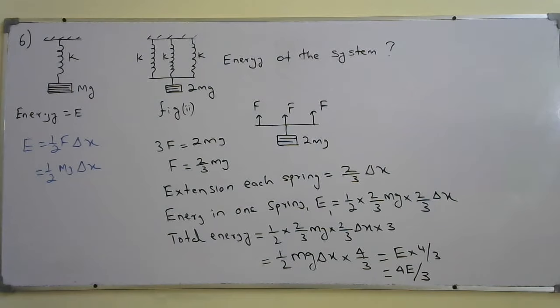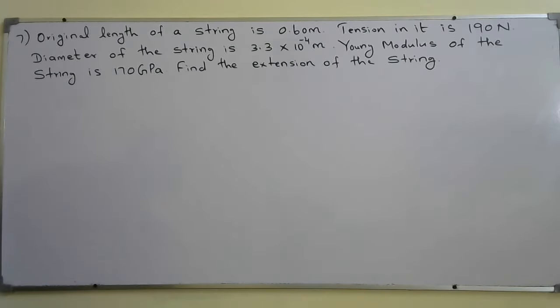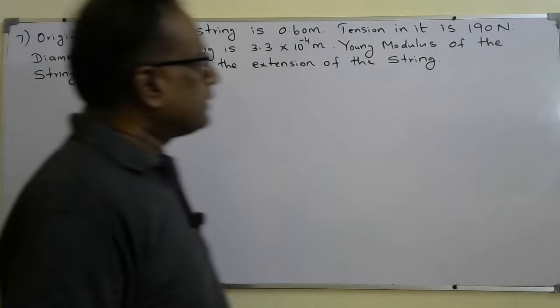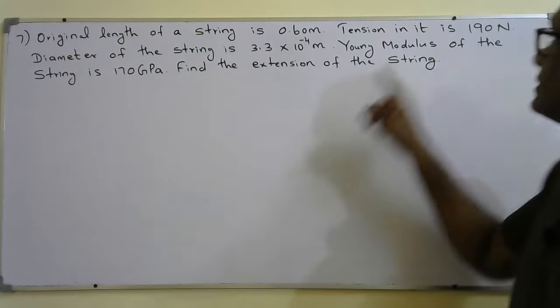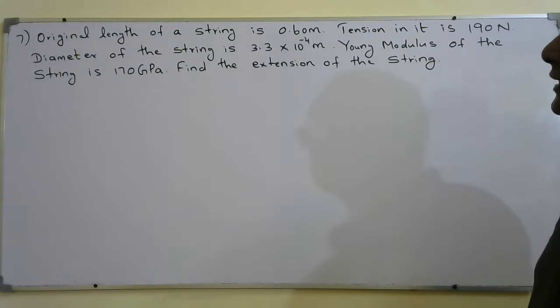Okay, so original length of a string is 0.60 meter. Tension in it is 190 Newton. Diameter of the string is 3.3 times 10 to the power minus 4 meter. Young modulus of the string is 170 gigapascal. Find the extension of the string. So we know this data, we need to find the extension.